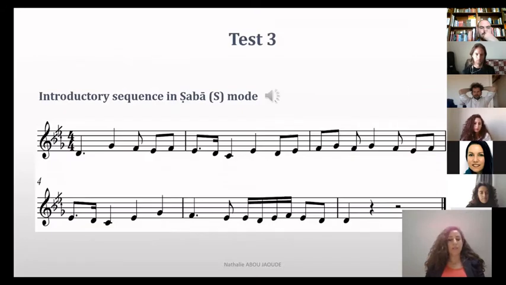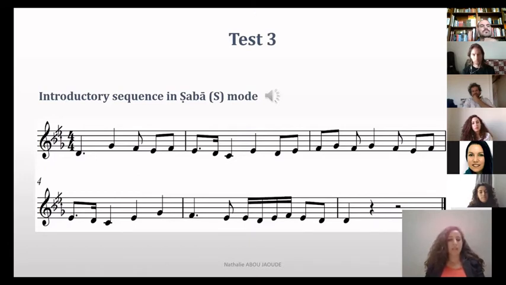After listening to extracts 1 and 2 in Bayati mode and then 3 and 4, we go to test number 3, where they listen to an introductory sequence in Saba mode, and then they choose between the 4 extracts which one belongs to the mode or not.